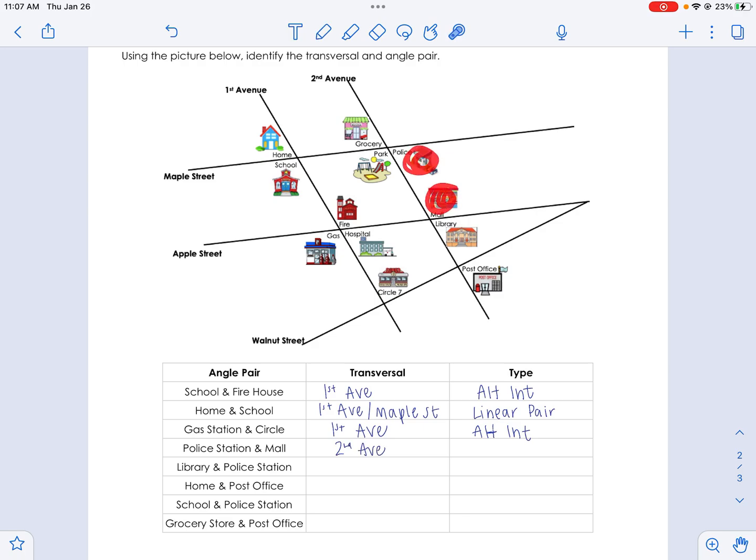And then if I'm looking on that, they're on the same side of the road. They're on the same side of 2nd Avenue. One's on Maple and one's on Apple. That's on the interior, same side. That would be same side interior, or SSI for short.